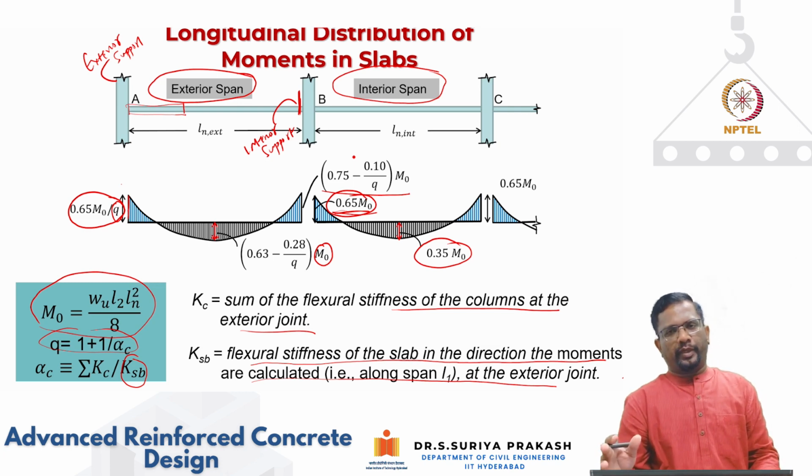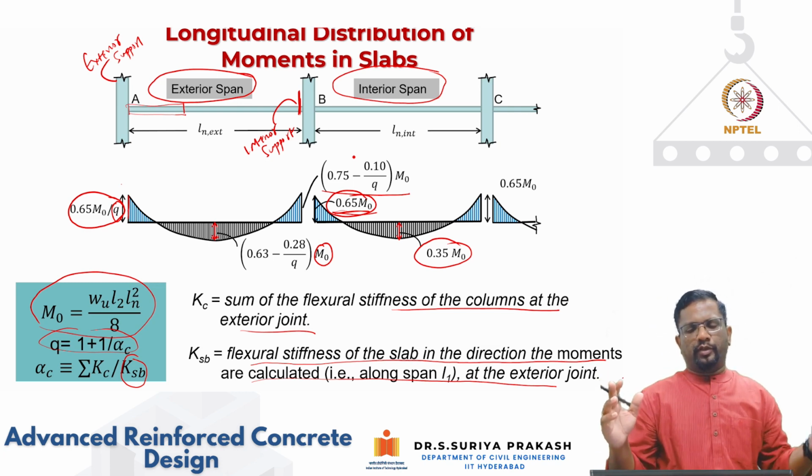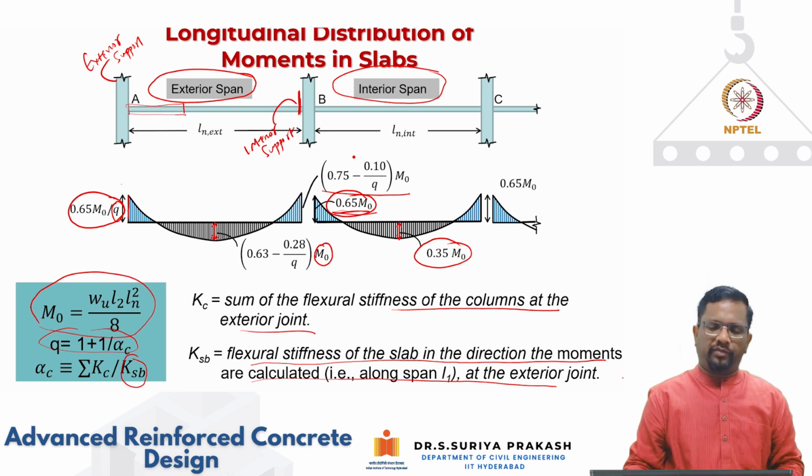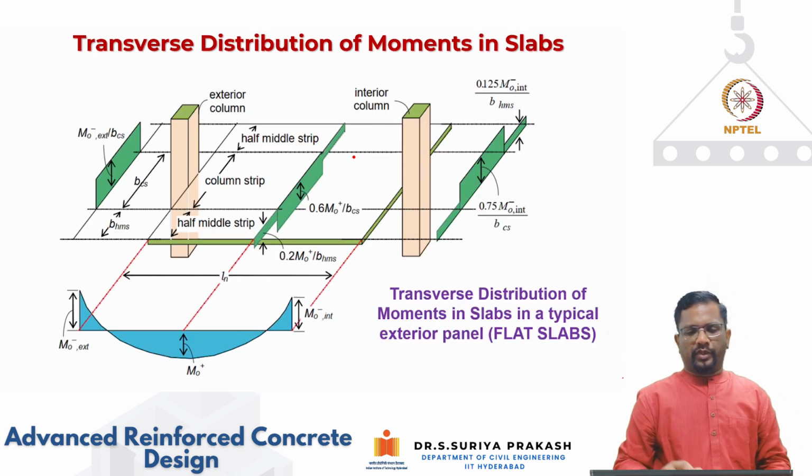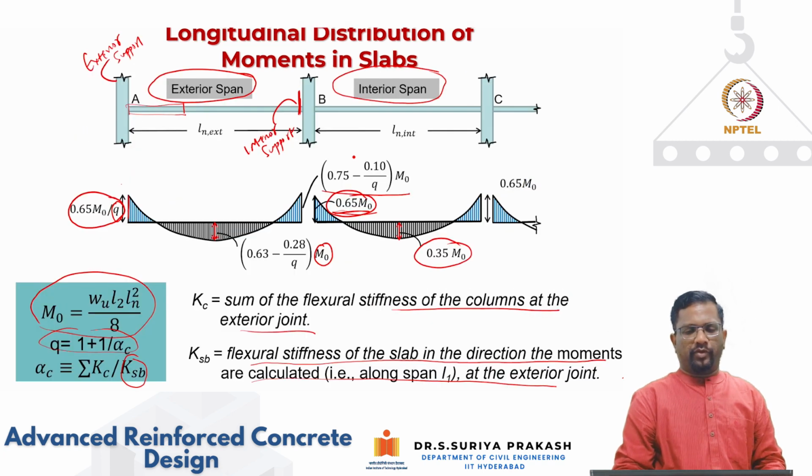Similarly, for the interior span, it is very clear. At support, I am going to have 0.65 M naught, and at mid span, I am going to have 0.35 M naught. Now, this is the second step. So what are the three steps?